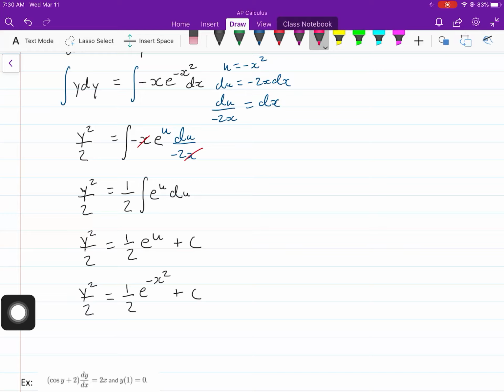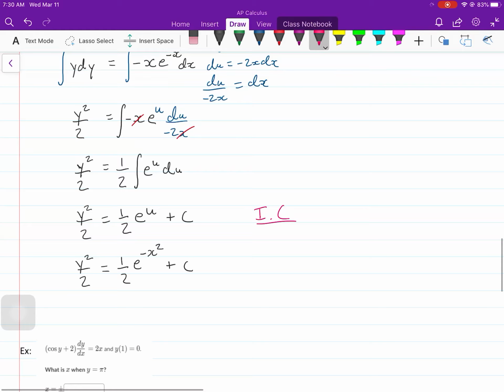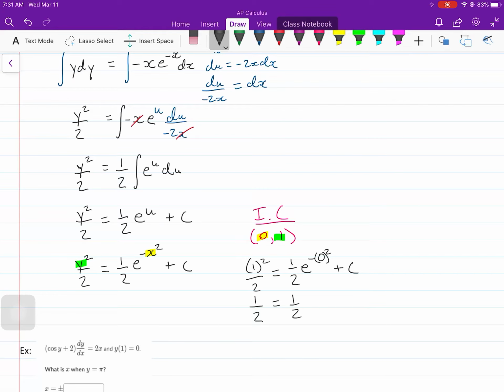So let's go ahead and bring in our initial condition, which was 0, 1, the point 0, 1. So what that means is that our x is 0 and our y is 1. So we're just going to go ahead and substitute that in and find our value of c so we can get that particular solution. So we will have 1 squared over 2 equals 1 over 2 e to the negative 0 squared plus c. So that's 1/2 equals 1/2, and then e to the 0 just becomes 1, plus c. So our c is 0.